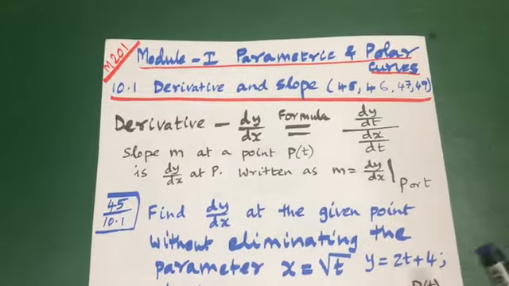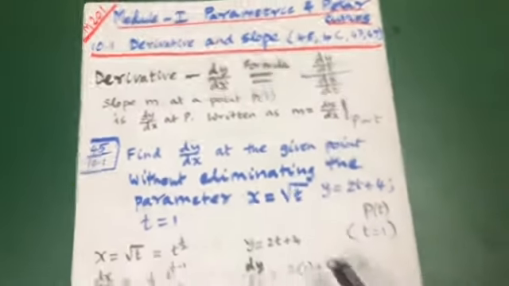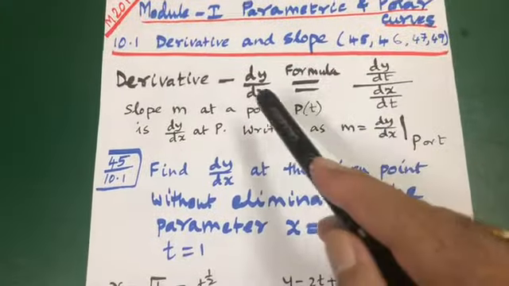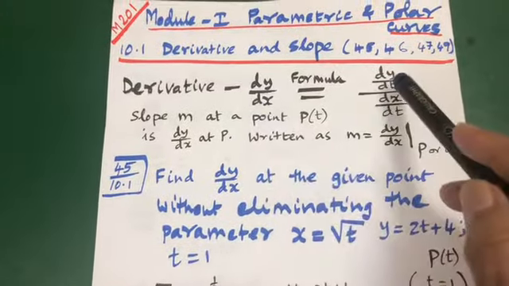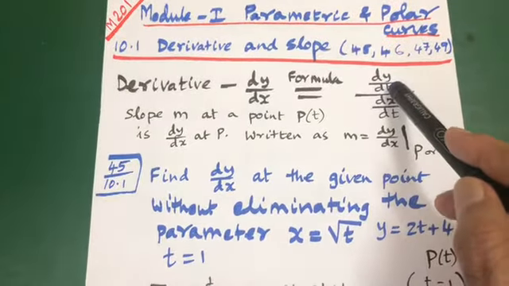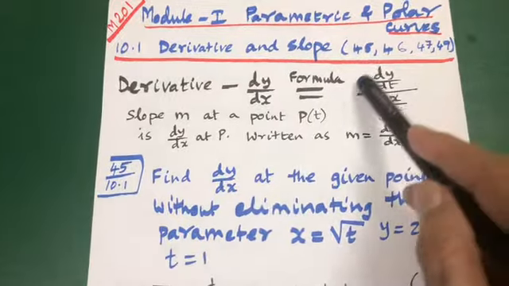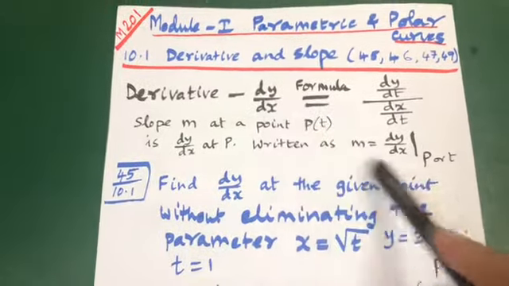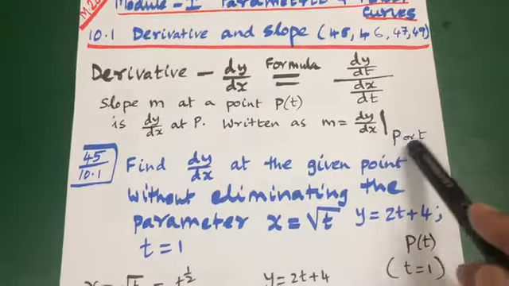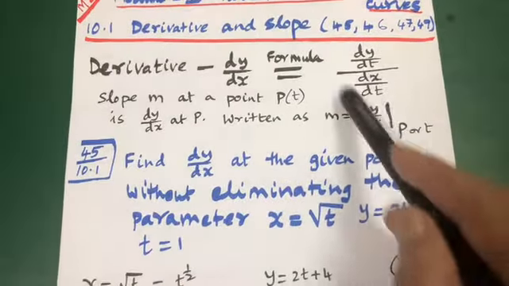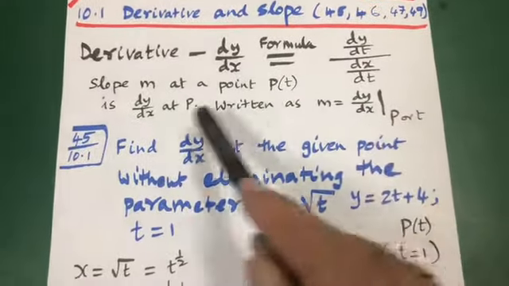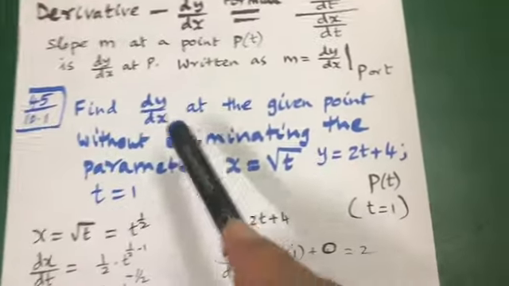It doesn't matter. So I repeat, what is this? dy by dx, the derivative we want to find, which is the y derivative with respect to t, whole divided by the x derivative with respect to t. After finding the derivative, put the point in the derivative. That is called slope. So now let us see the question.